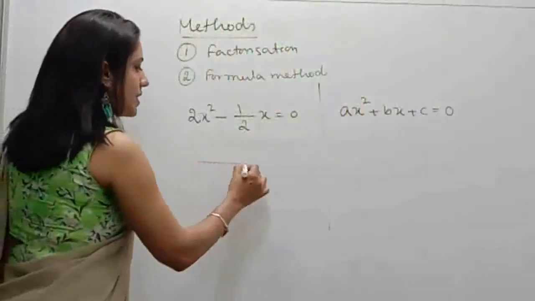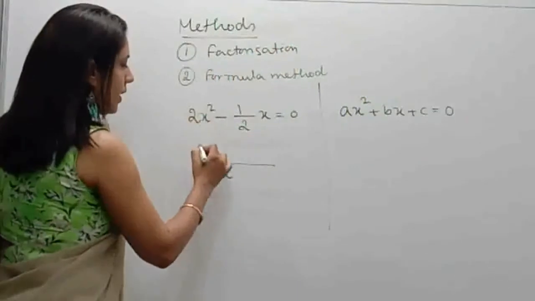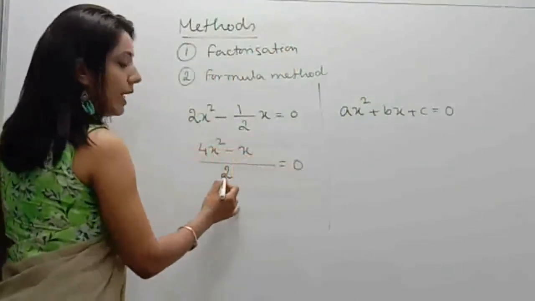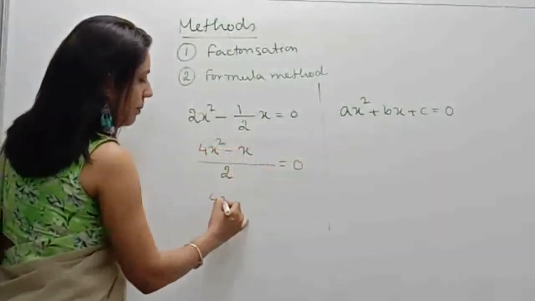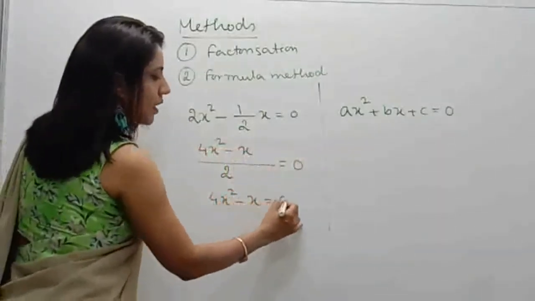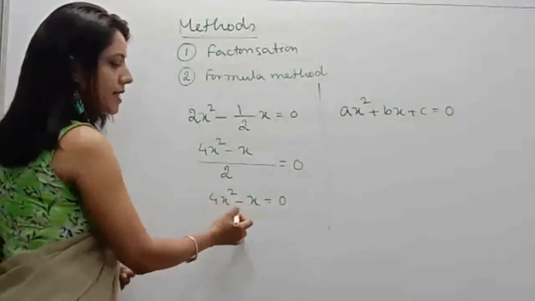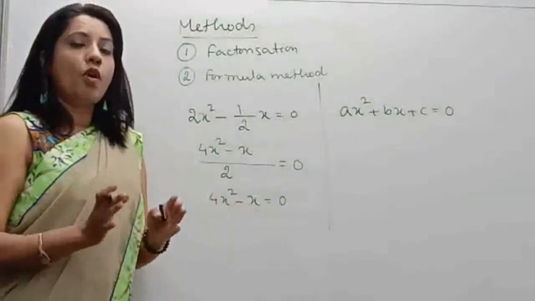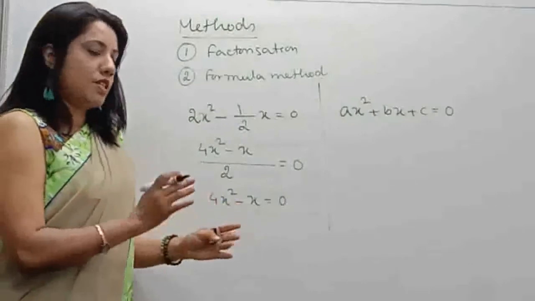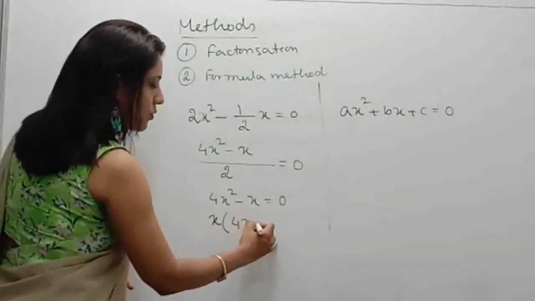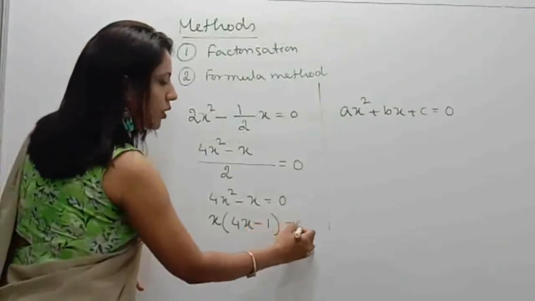Let us take 2 as the LCM. So here we get 4x square minus x equal to 0. Now we need to factorize it. We can take x common because the first step of factorization is to take common. So x is common, and it becomes x times 4x minus 1 equal to 0.